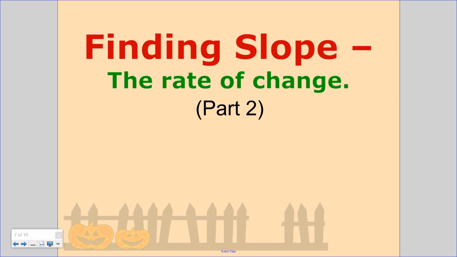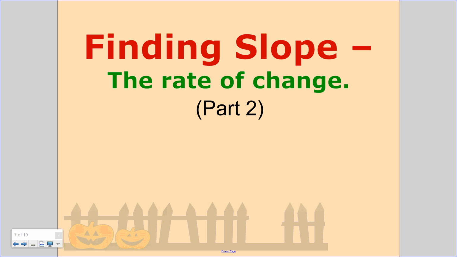All right, welcome to part 2 of the Finding Slope lesson. So in the last lesson, in part 1, we talked about slope being the steepness of a line, or a ratio describing how steep an object or line may be.